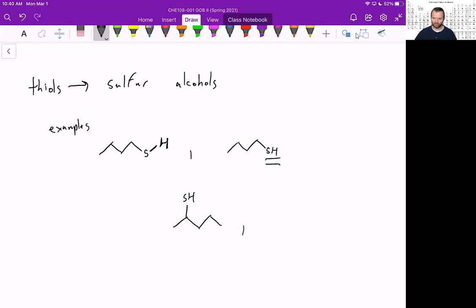But this should be a review. These functional groups have been covered, but you've got to keep them straight. Carboxylic acids and alcohols are different from one another. Esters and ethers are different from one another, and they differ in whether there's a carbonyl present or not.